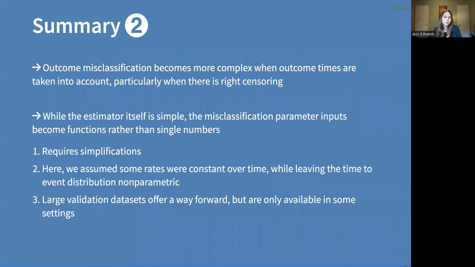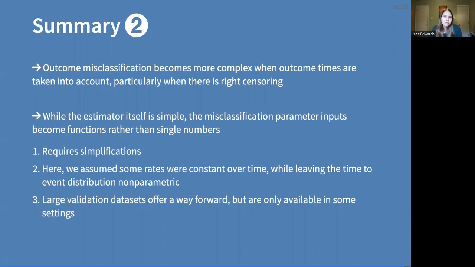Like we assumed that the false positive event rate was constant. We assumed that the event detection rate was constant over time. And even so, we had to do these approximations that I described earlier. And we could make all of this more complicated than that.